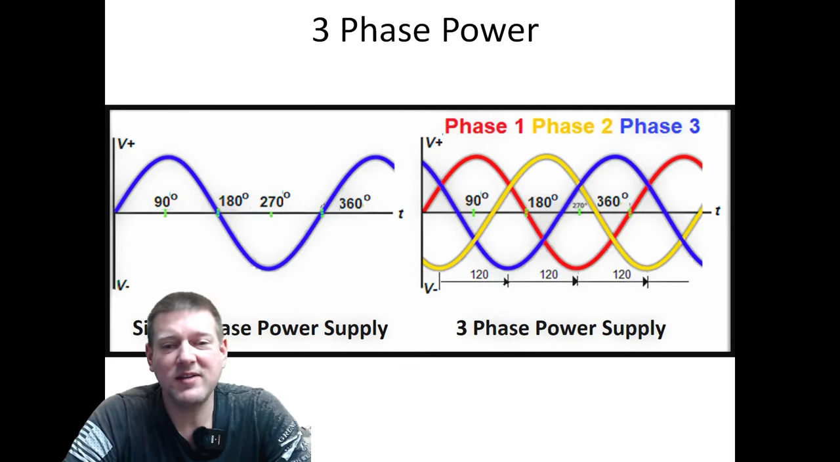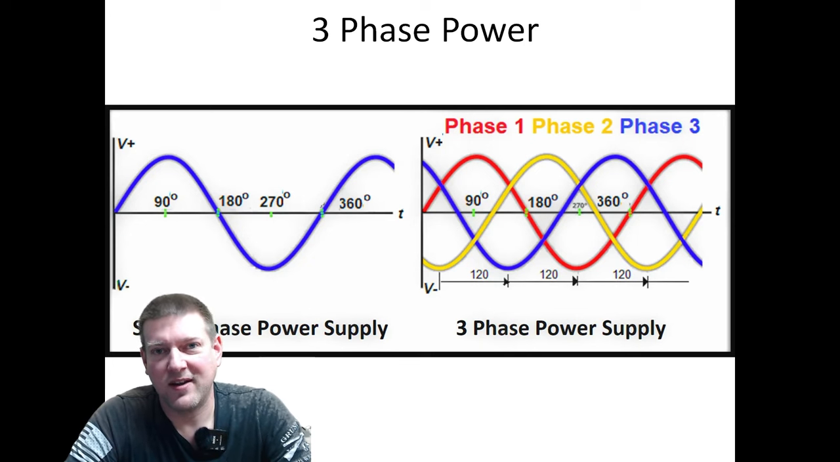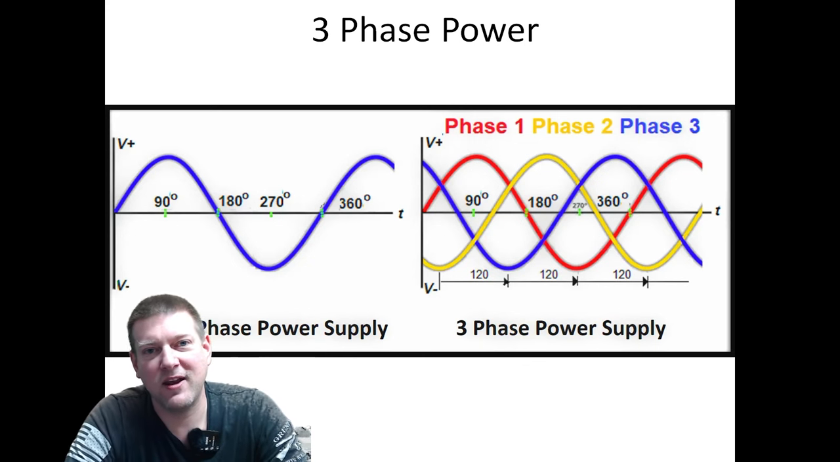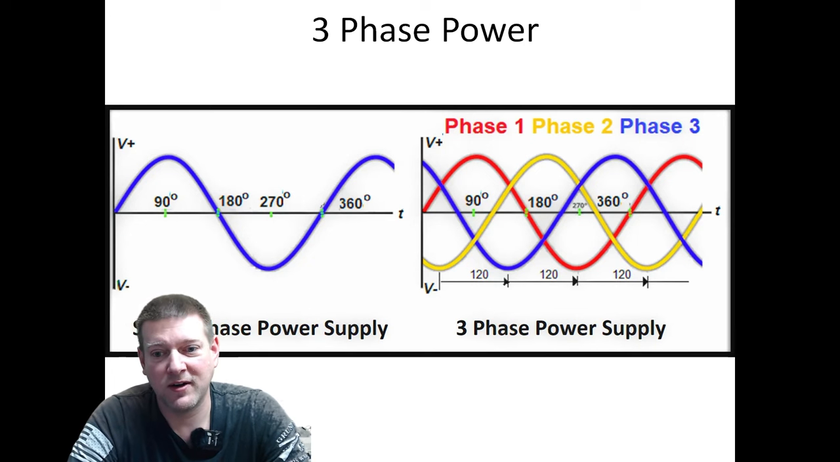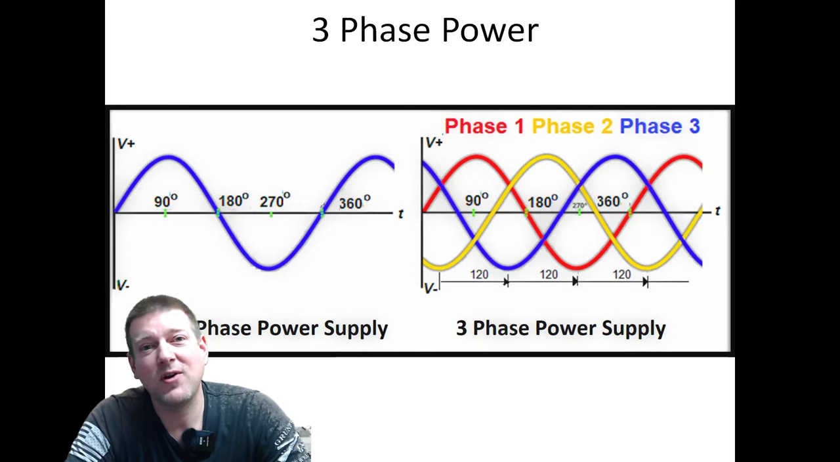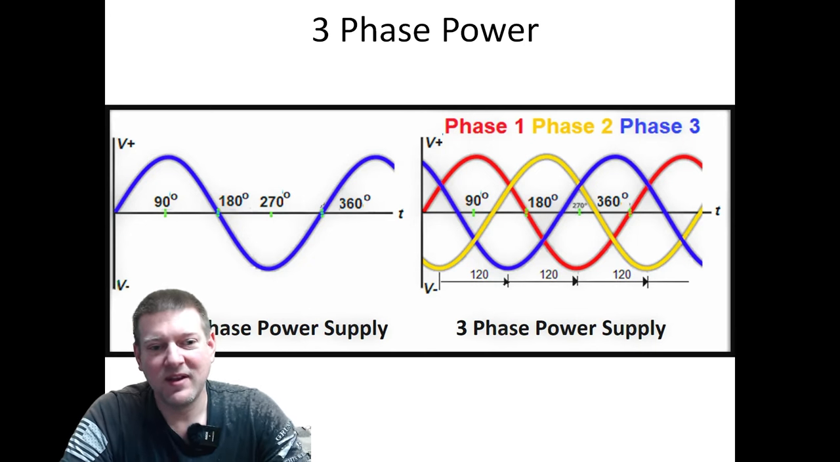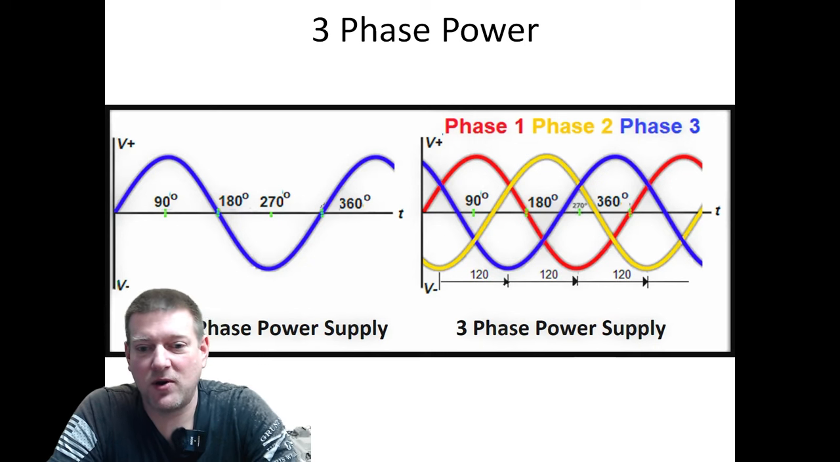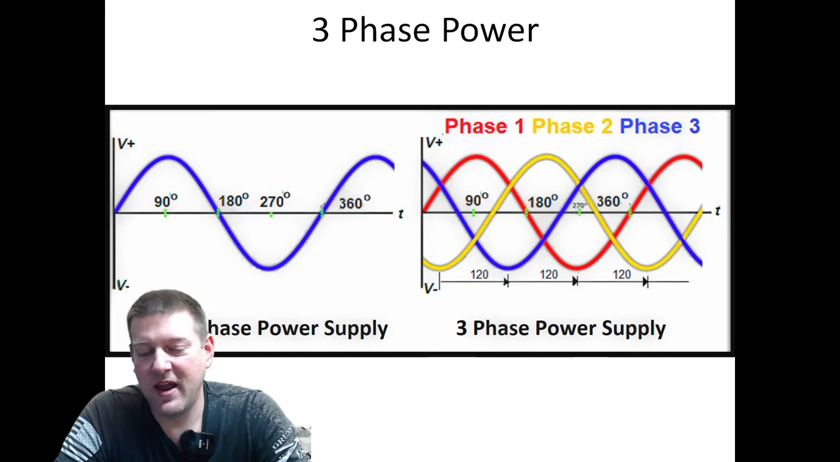Now, the US electrical grid is not a single sine wave. In fact, it's three sine waves kind of intermingled, and they're offset at 120 degrees from one another, and that makes a more constant power source. It's called a three-phase power system. If you see here, on the left, we have a representation of a single-phase power supply, and on the right, we have a three-phase power supply.